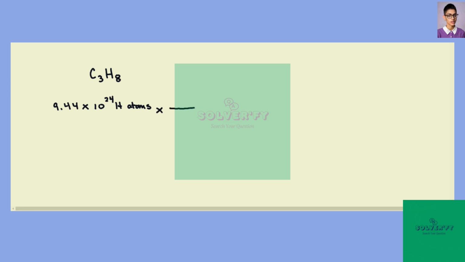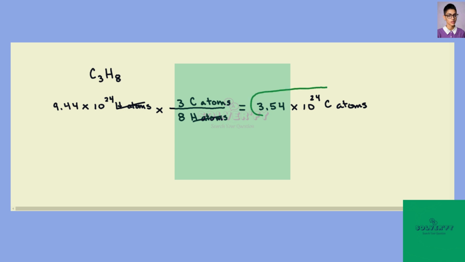All right, well, we can do this in one step by looking at the formula, because we see in the formula that for every 8 hydrogen atoms, so I'm looking at the subscripts, for every 8 hydrogen atoms, there are 3 carbon atoms. So hydrogen atoms will cancel, and we can calculate how many carbon atoms we have, which is 3.54 times 10 to the 24th carbon atoms. All right, so that's the answer to the first part of the question.